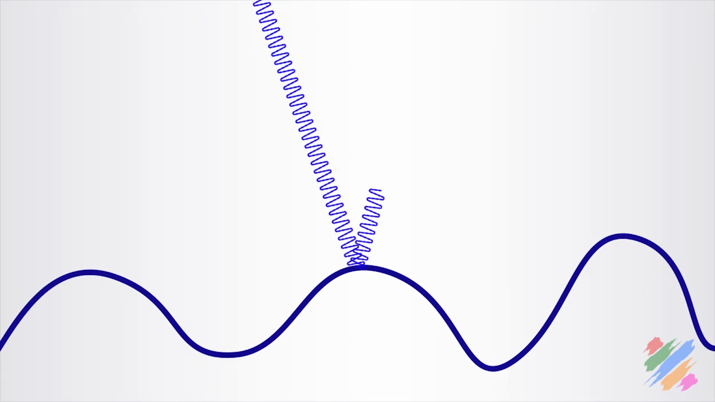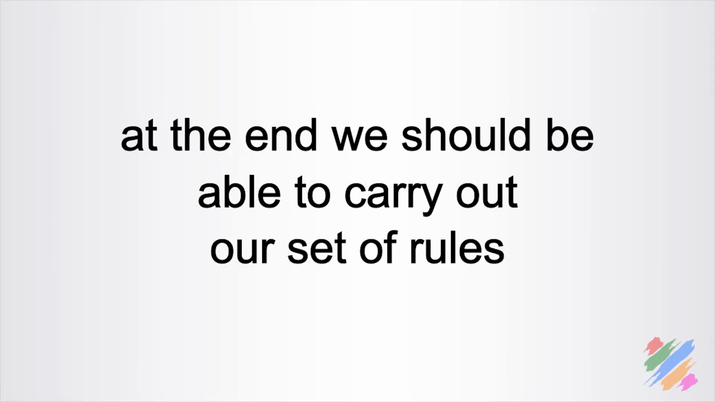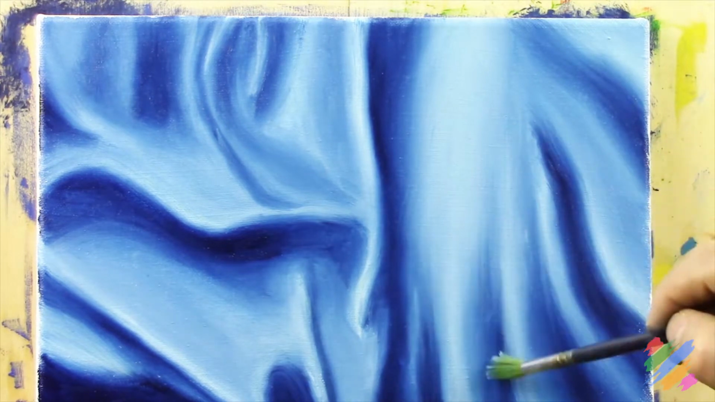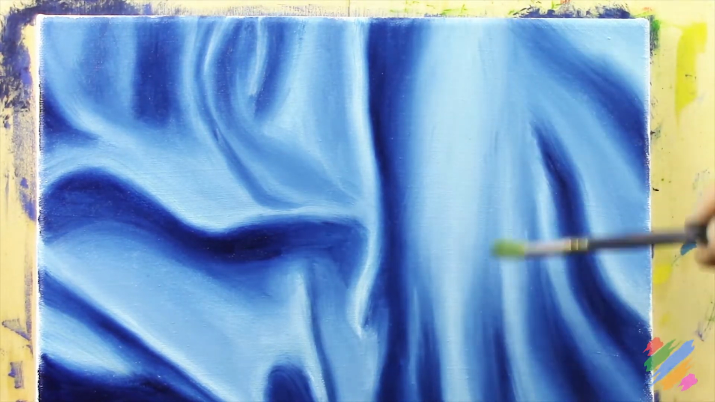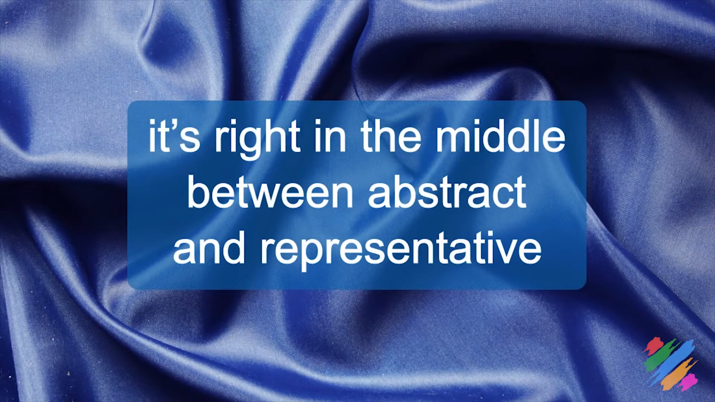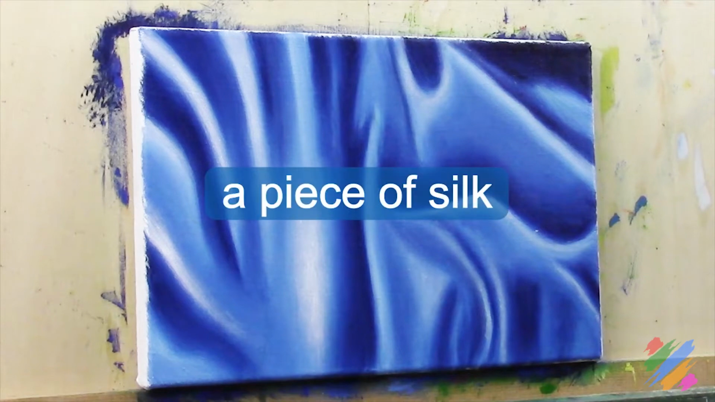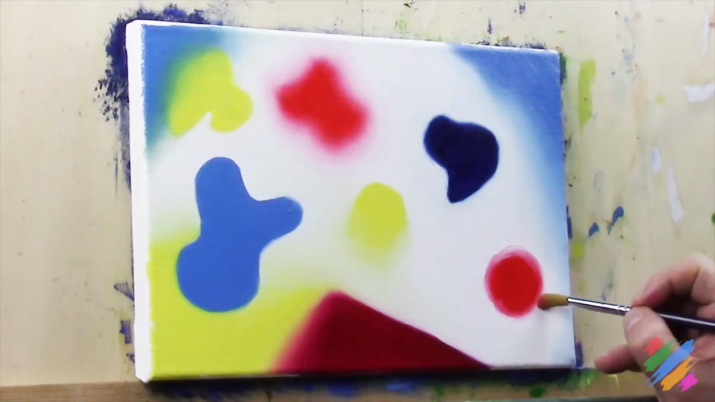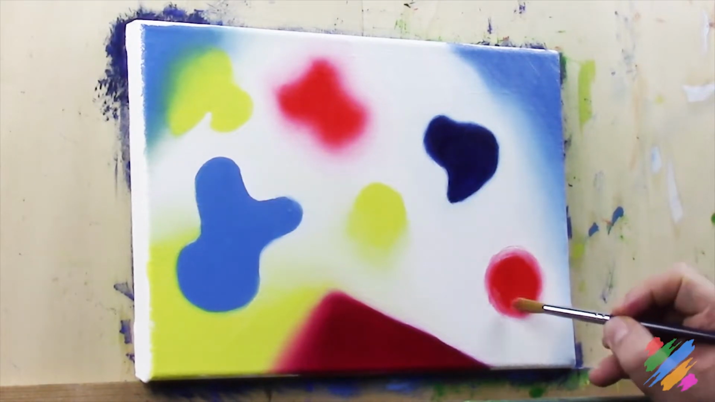Here we're going to see first how it works from the theoretical point of view, so that at the end we should be able to carry out our set of rules, and then we're going to paint it applying all the fundamentals that by now we should be able to control pretty well. This is going to be a strange subject because it's right in the middle between abstract and representative. Although at the end it will represent a piece of silk, the execution is kind of similar to the one of the abstract painting we did in the last video.